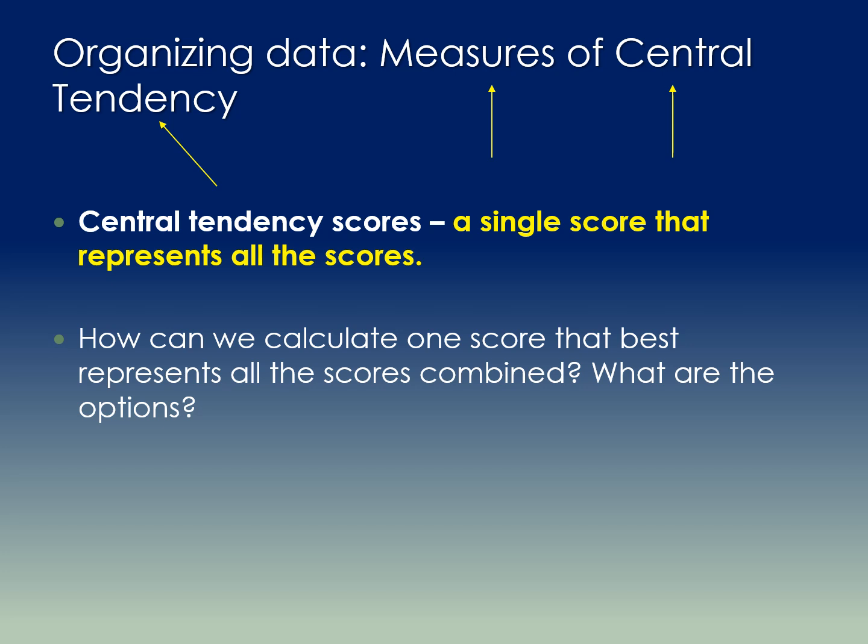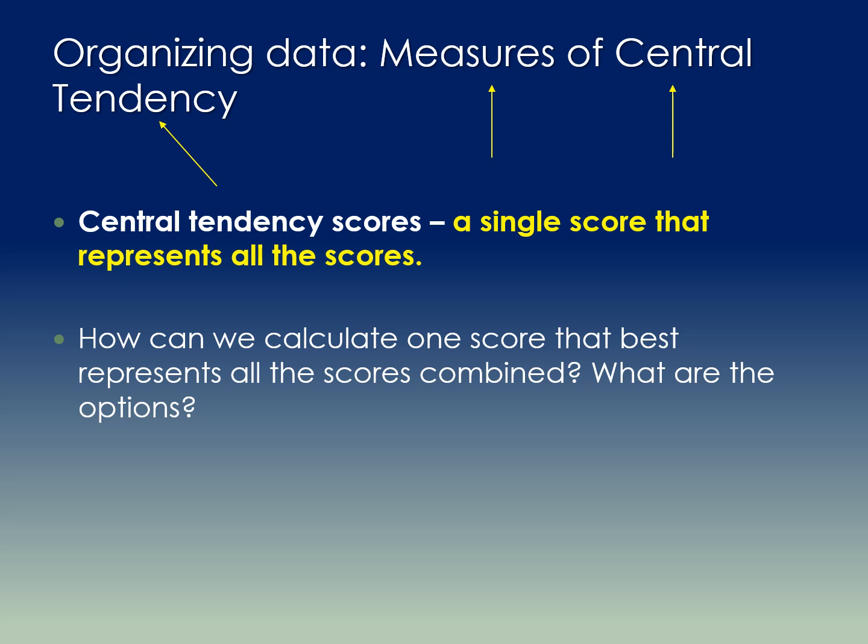So if you want to rewrite the term measures of central tendency, what we're really getting at is some form of measure that drifts towards the center of all the measures. That's what we're talking about. Another way to describe that might be a single score that actually represents all the scores.